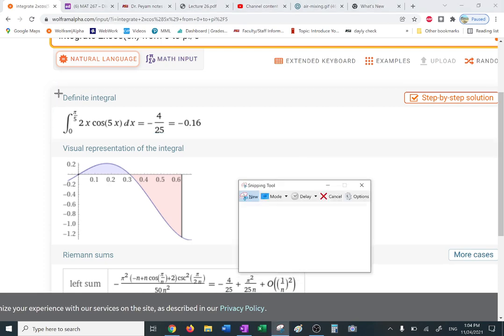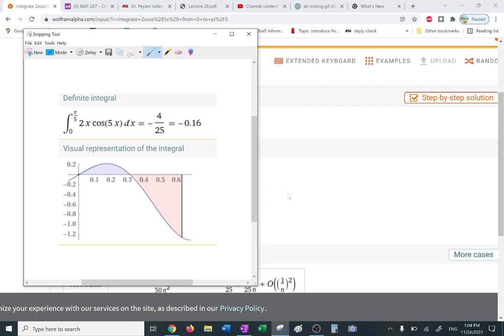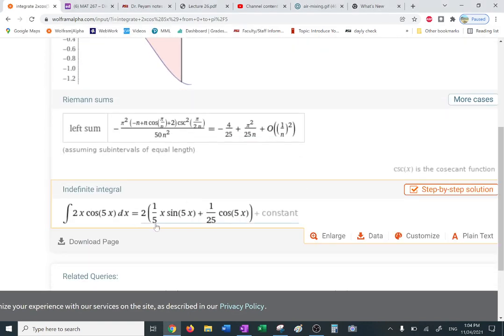But the cool part is that Wolfram Alpha does integration by parts. It knows this rule, and it gives you the solution. Here it is. This is the indefinite integral solution right before we plug in the numbers. This is what it is, right before we plug in the numbers.